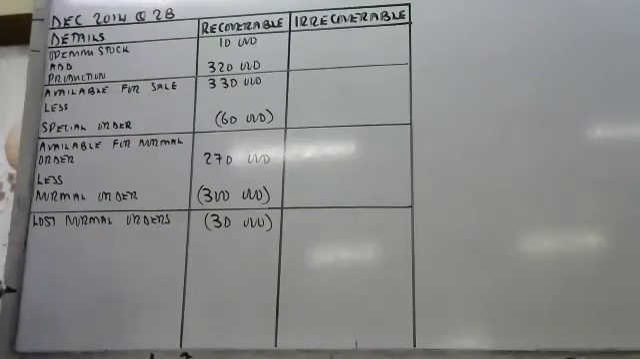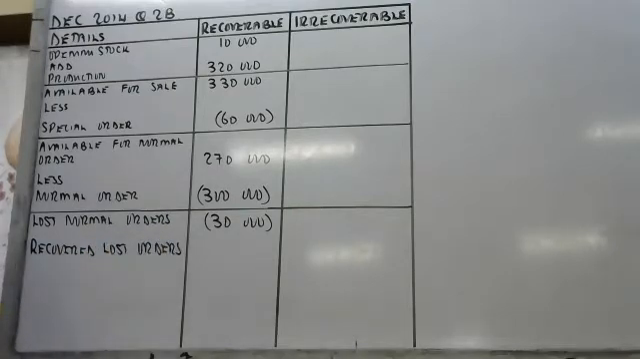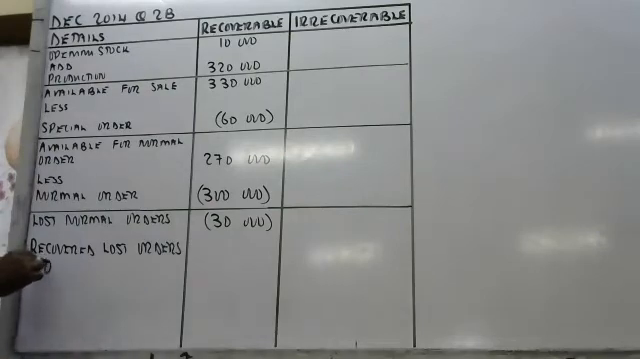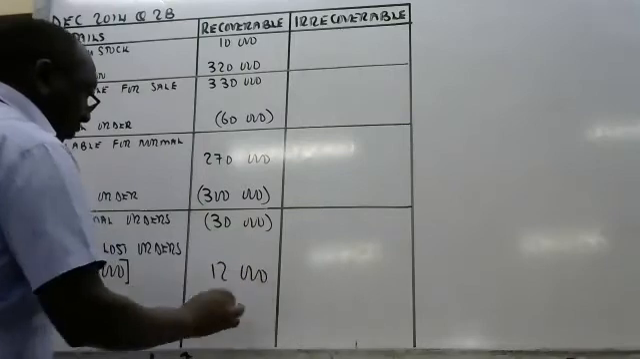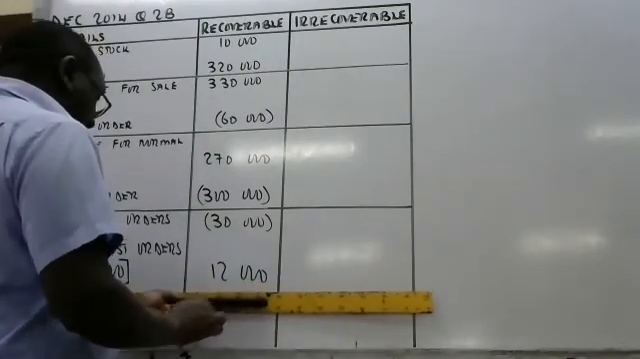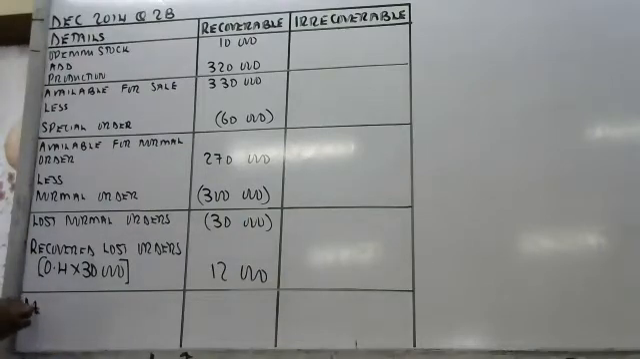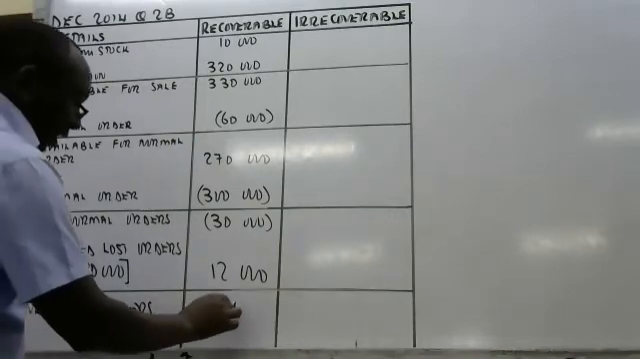Then you get recovered lost orders. Now, what is recovered? We are told we will be able to recover 40%. So it is 0.4 of 30,000. That's the one that will give us 12,000. So 12,000, that one will come back. And when it comes back, then the net lost orders are 18,000.